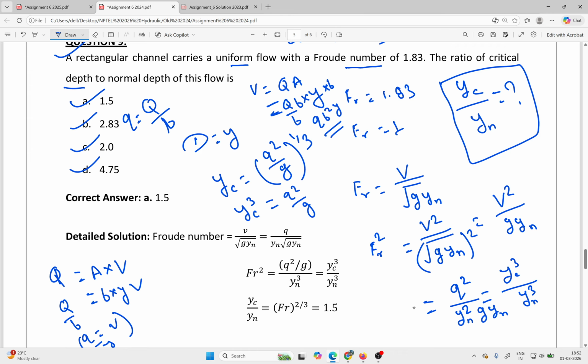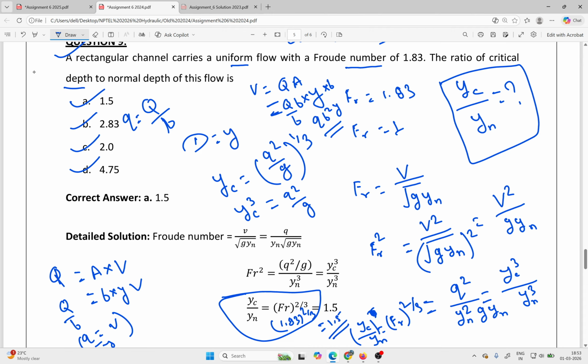So now your question was asking about critical depth to normal depth is equal to FR. This is your FR square. This was cube. So FR square. Now when you remove this cube, it will come to this side as 2 by 3. So this is the relation. Hope you understand. And once you write here 1.83 to the power 2 by 3, you will find out 1.1.